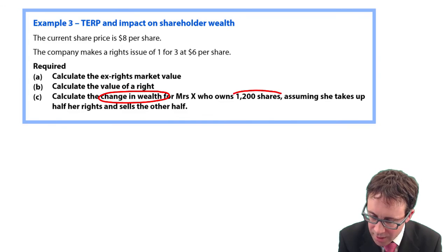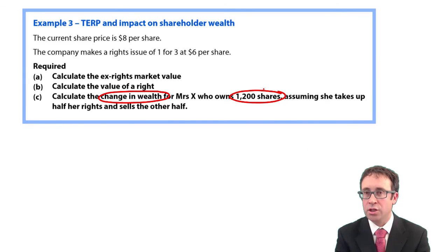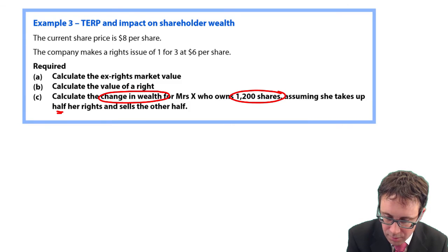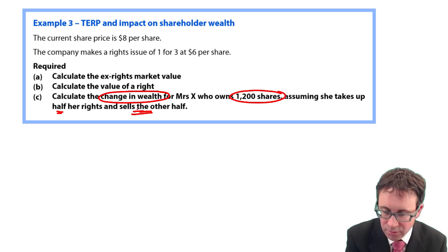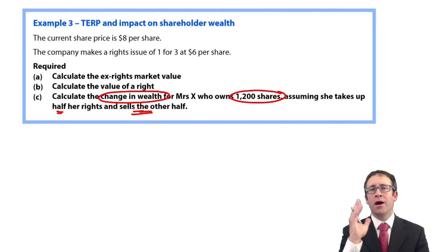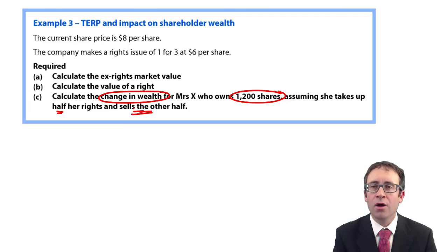For Mrs. X, who has 1,200 shares, assuming she takes up half and sells the other half. Ooh, that's going to be a little bit tricky. Have a play around, and once you do, you can then start up the next video where I will go through and explain it all for you. Other than that, enjoy the example.